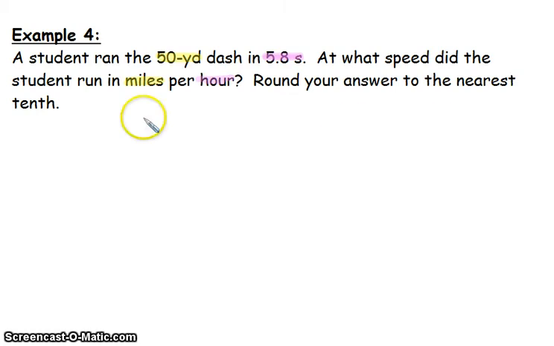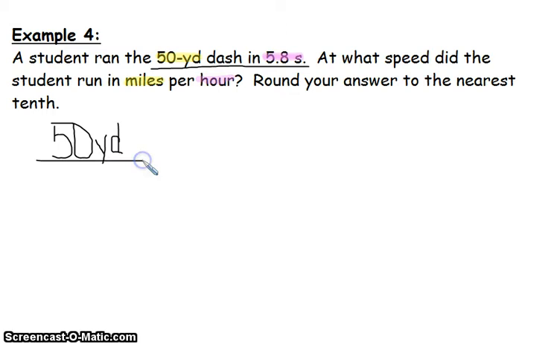We're going to take what we know for sure. We know 50 yards in 5.8 seconds. So we've got 50 yards, and again, dimensional analysis, use the units in your calculation. 50 yards in 5.8 seconds. And again, we want to change this to miles per hour. So let's focus on what I have highlighted in yellow first. Let's focus on changing yards to miles to begin with.